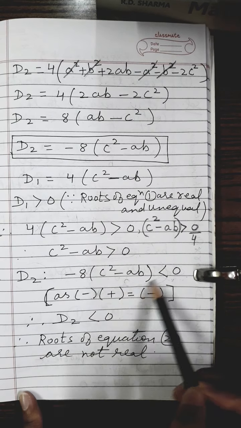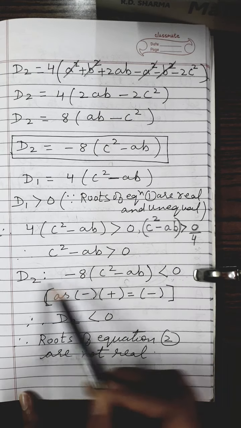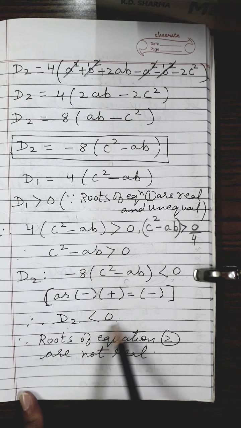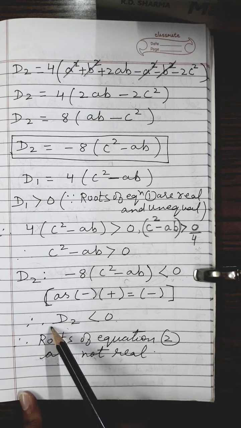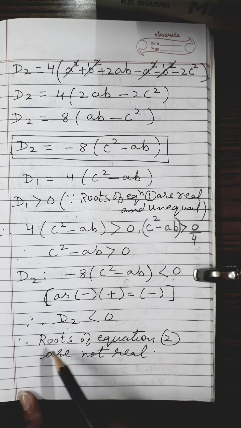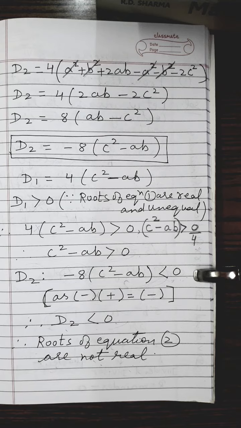So it means this expression minus 8 bracket c square minus ab is less than 0, which means d2 is less than 0. And this is what we were required to prove, that the roots of the second equation are not real. Because we have obtained d2 as less than 0, it automatically proves that the roots of the second equation are not real, right? I hope children you have understood this question.